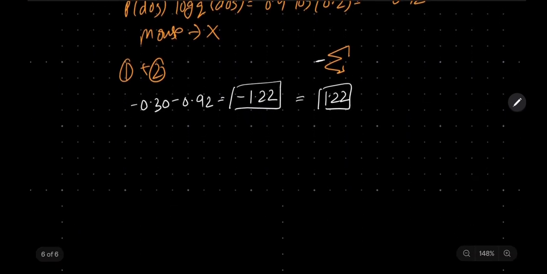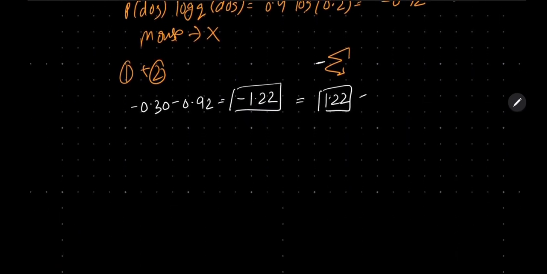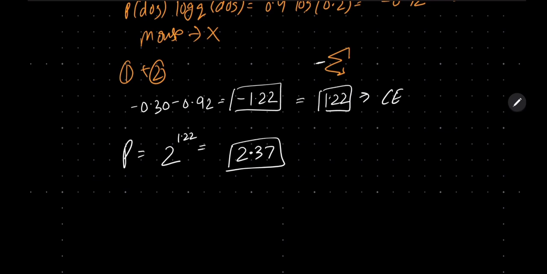Cool, looks good to me. This was the cross entropy. Perplexity is 2 raised to the power 1.22, which is 2.37. So this is our final perplexity, and this was our cross entropy. Simple as that.